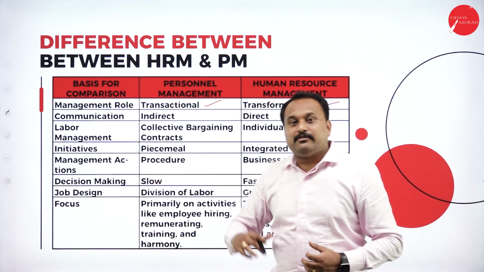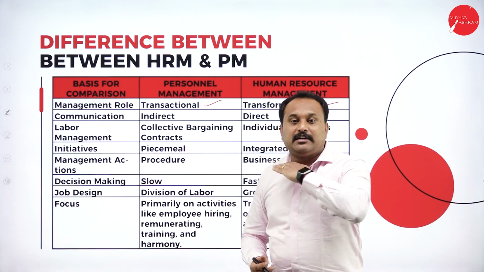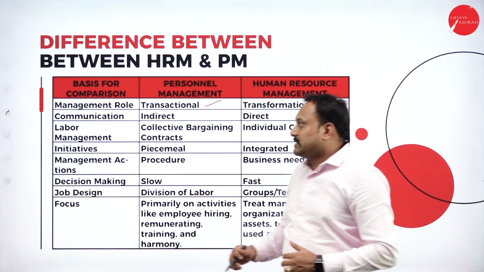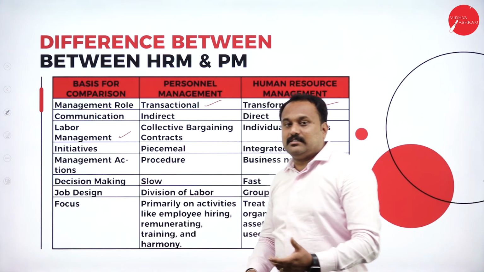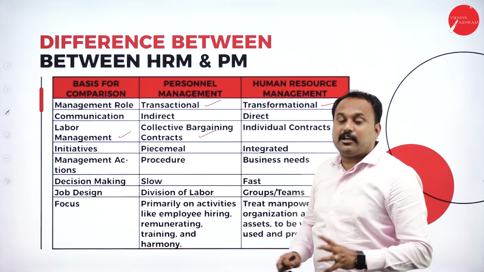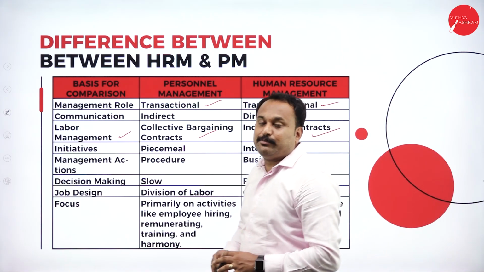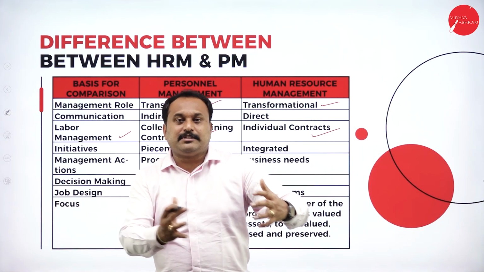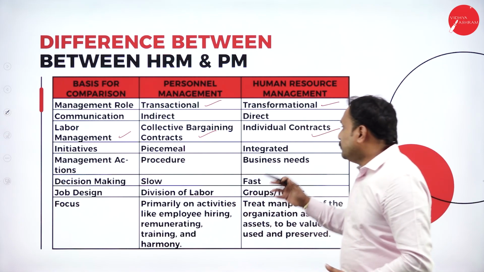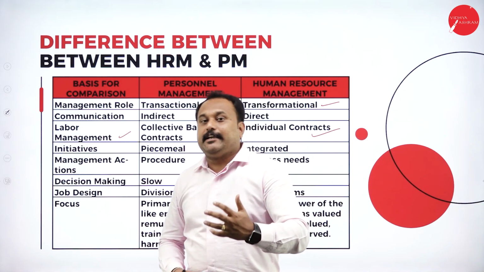Now, how communication happens from the top level to the bottom level? Here it is all about indirect, but in HRM, everyone is treated equal. They'll go with direct communication. Now, when we go with this labor management, please do understand, in personal management, what happens is, collective bargaining and the contracts happen, but here individual contracts will happen. When I say collective bargaining, it is like the entire group comes and then they bargain with him. The employer will ask what exactly they are supposed to do. But here in human resource management, the employer is going to call each and every person individually and they'll take care of that person.